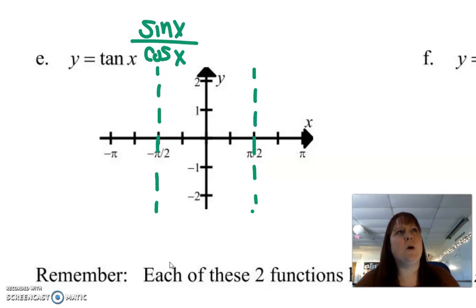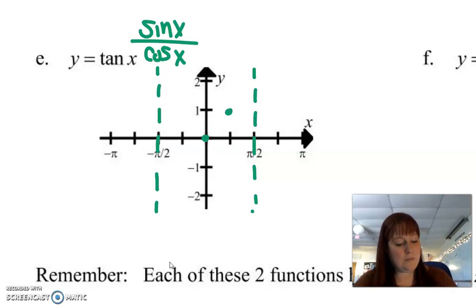And then think about, tangent is sine over cosine, right? So when sine and cosine are equal, and we know that happens at all the 45s, when sine and cosine are equal, it's going to be equal to 1, right? Because it's the same thing divided by the same thing. So right there, it's going to be equal to 1 at pi over 4, which is 45.